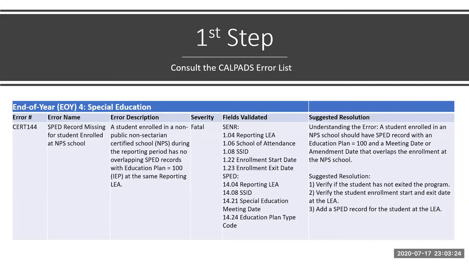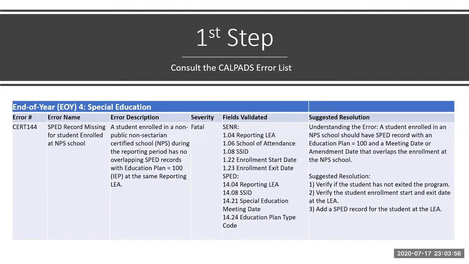And so the suggested resolution tells us the circumstances, the conditions, or what CALPADS would expect to see for this student. A student enrolled in an NPS school should have a special education program record with an Education Plan 100 and have a meeting date or amendment date that overlaps the enrollment at the NPS school. Basically, you would have an IEP record that corresponds to the enrollment period at the NPS school.